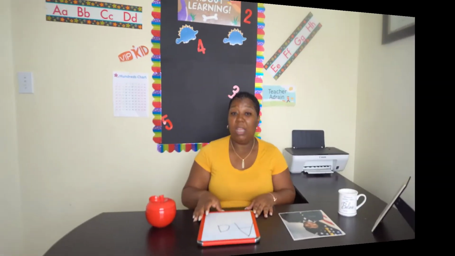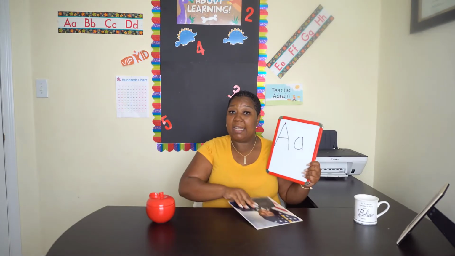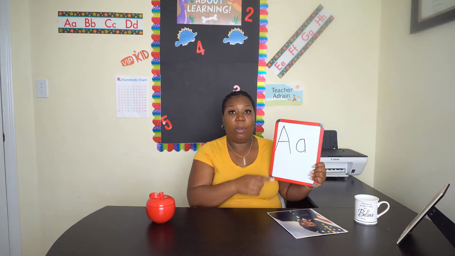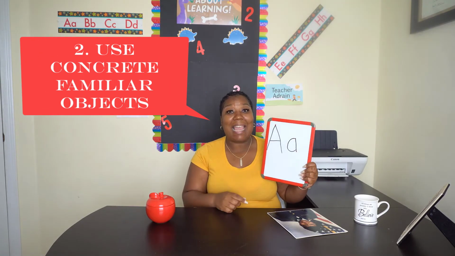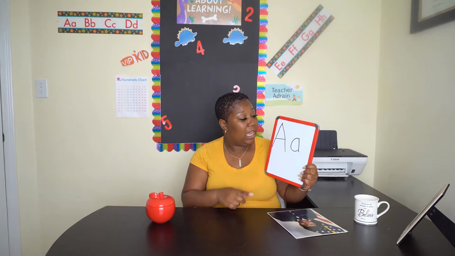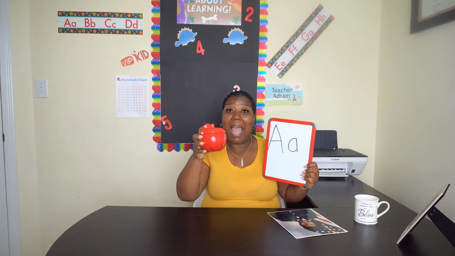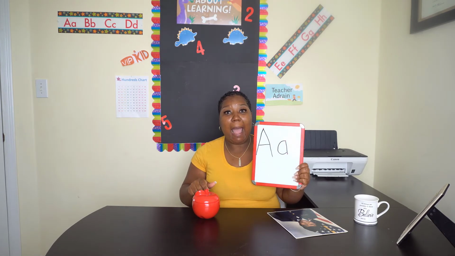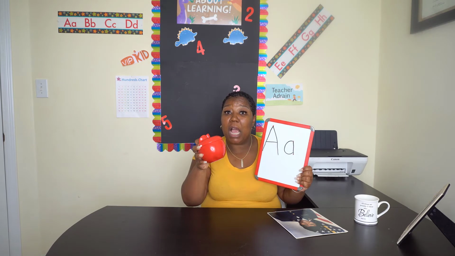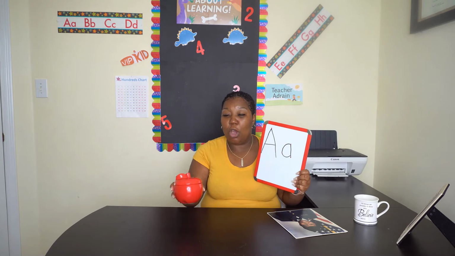Okay? Step 2. Now we have the A for apple, and we can identify that this is Adrian, or A, right? Now, bring in concrete items that represent the sound that you are trying to teach. So you have A, apple. A is for apple, right? So it gives them something concrete that they can touch. They can actually repeat after you, and they know these pictures.